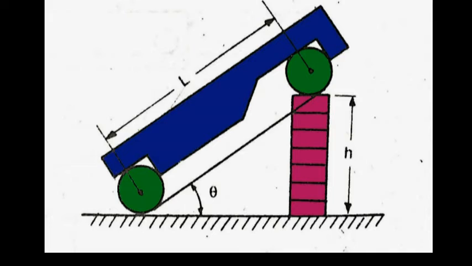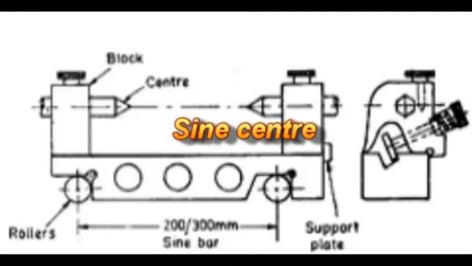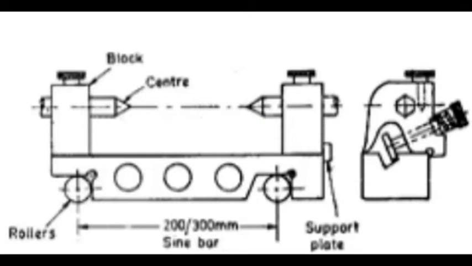So this is the clear-cut information about angle measurements. In angle measurements, the next angular instrument is the sine center. Due to the difficulty of mounting conical work easily on the conventional sine bar, sine centers are used.